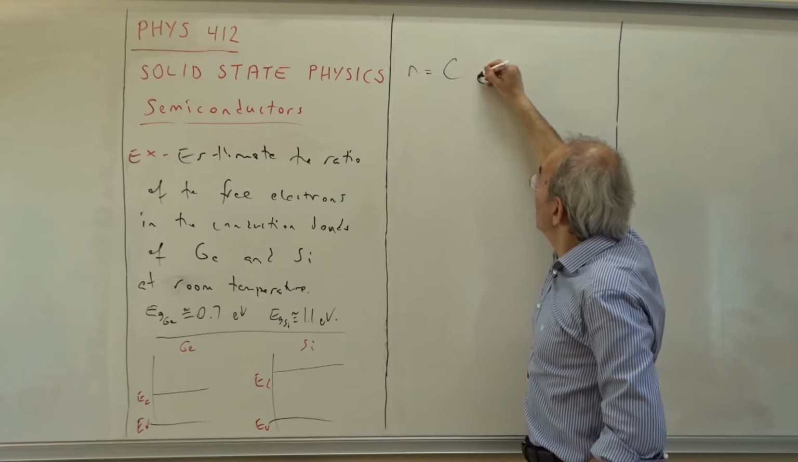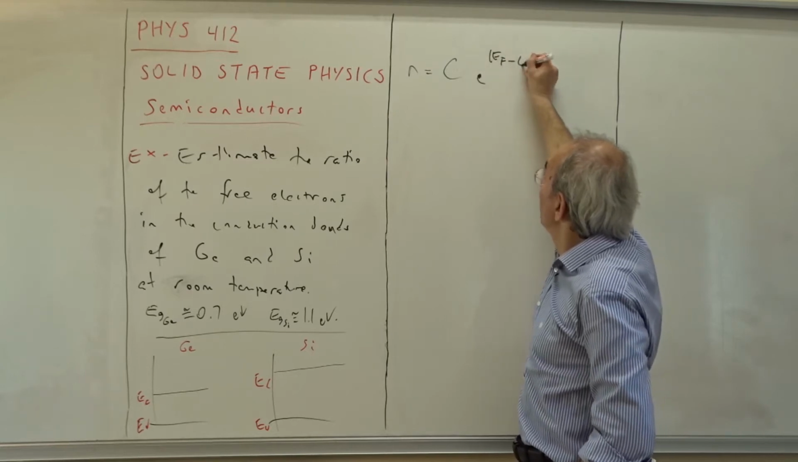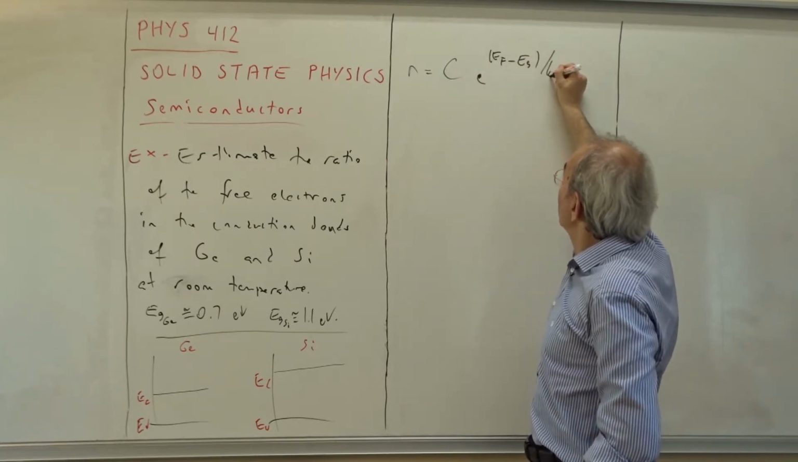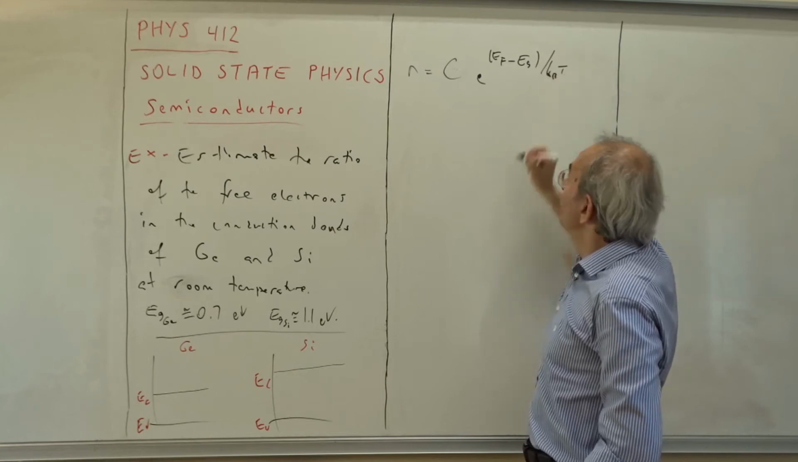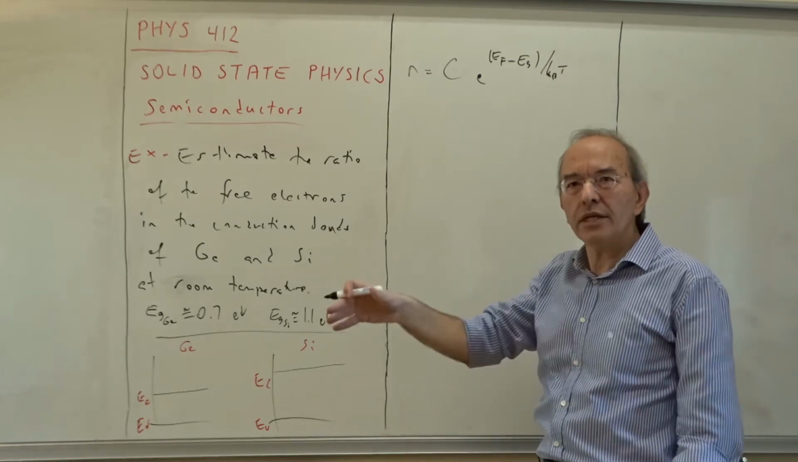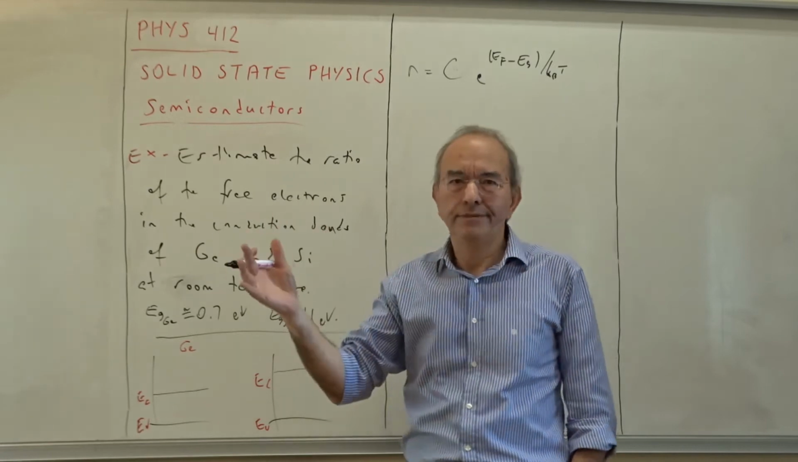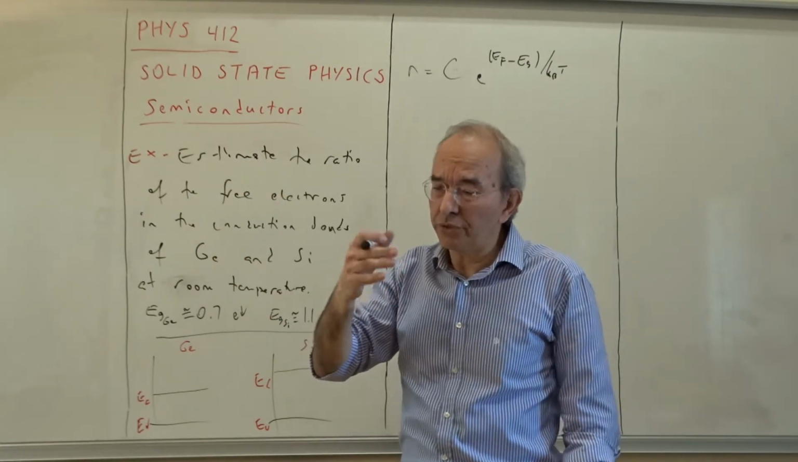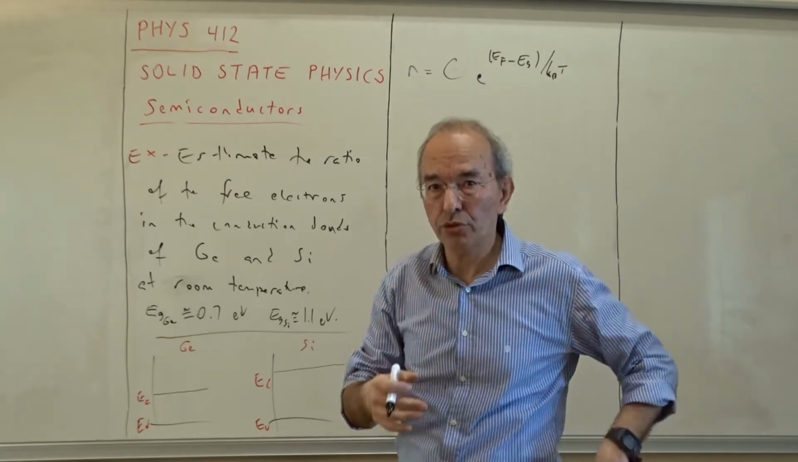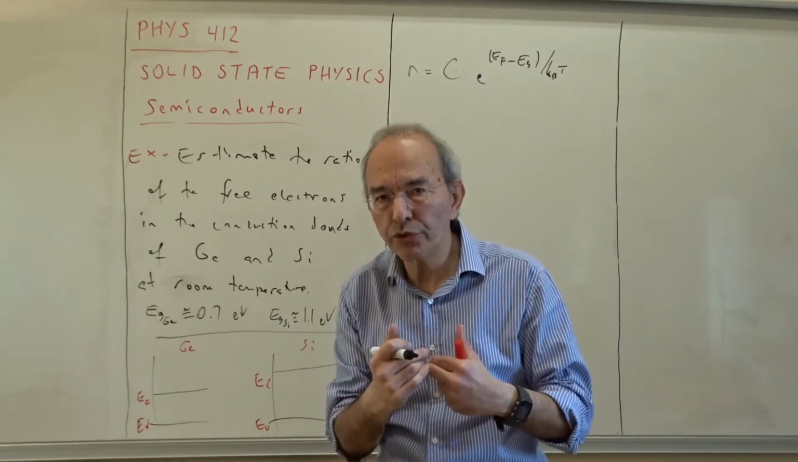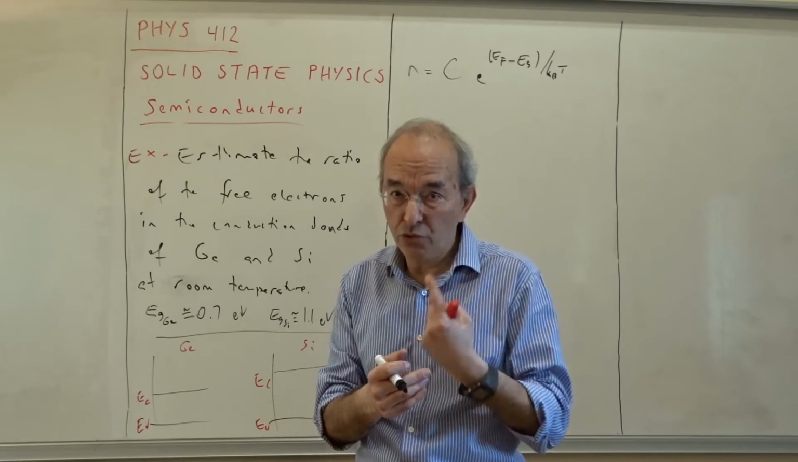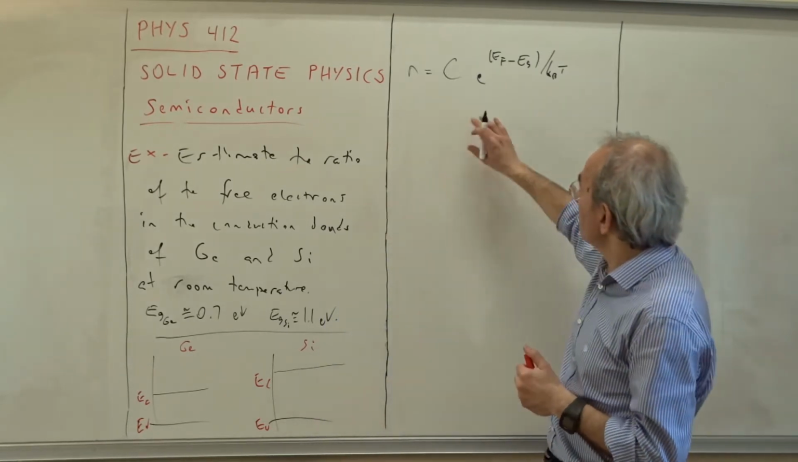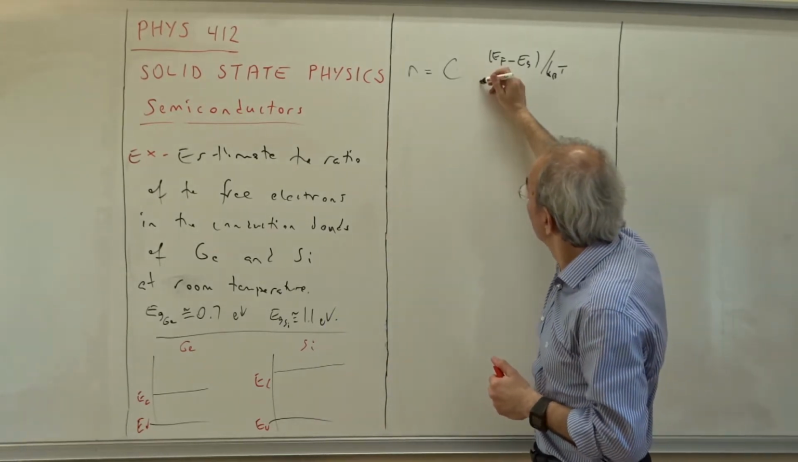Here we have e to the, what was it? EF minus EG divided by kBT. Whether it is silicon or germanium, this is the formula. Number of, not number exactly, the concentration, because concentration is number per unit volume, number in 1 cubic centimeter, for instance. So this is the expression.